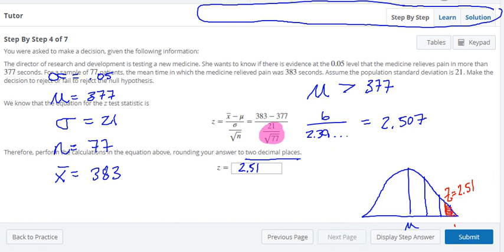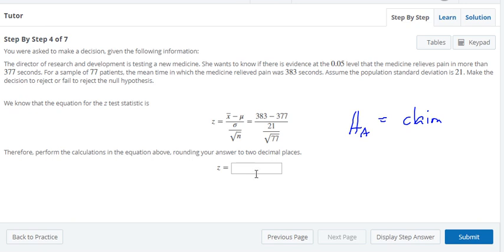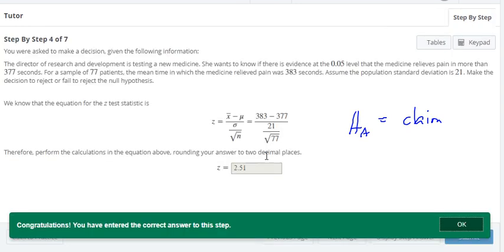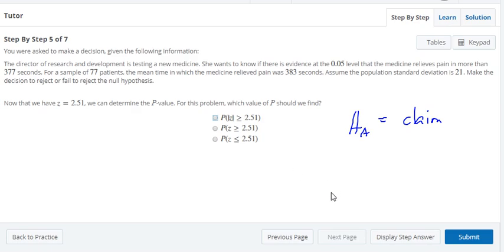Alright, so we can go ahead. The cool thing about this software is that we just type in what we think the answer is, so 2.51, and cool, good job. So we got our answer. So now comes the question of well, what does that mean as far as my graph?